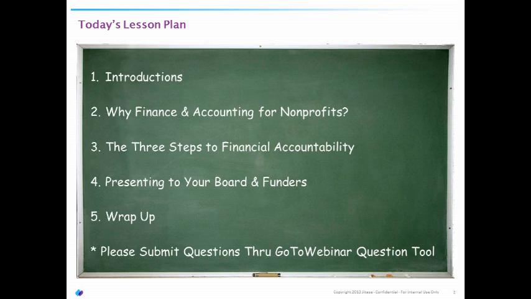On the agenda today, we have a very simple lesson plan. We're going to start with introductions, have a brief section on why finance and accounting for nonprofits is important. Then we're going to do a deep dive into the 3 steps to financial accountability, have a session on presenting to your board and funders, and then have a wrap-up.